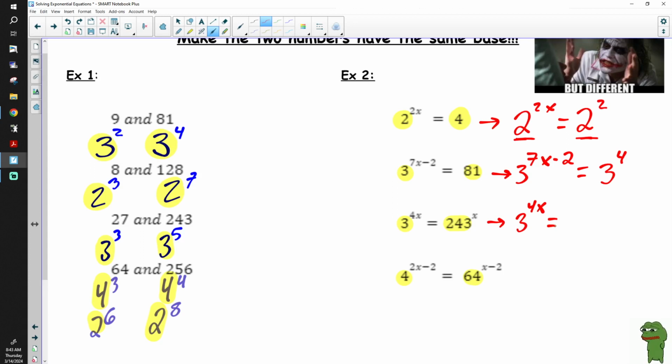But yeah, 243 is 3 to the what? But weird, I have an x there. What's it going to become? 3 to the 5th times x. And what is 5 times x? Yeah. We multiply exponents. When we raise a power to a power, we multiply them. So look, 3 on the left, 3 on the right, base on the left and right are the same. That is now solvable.